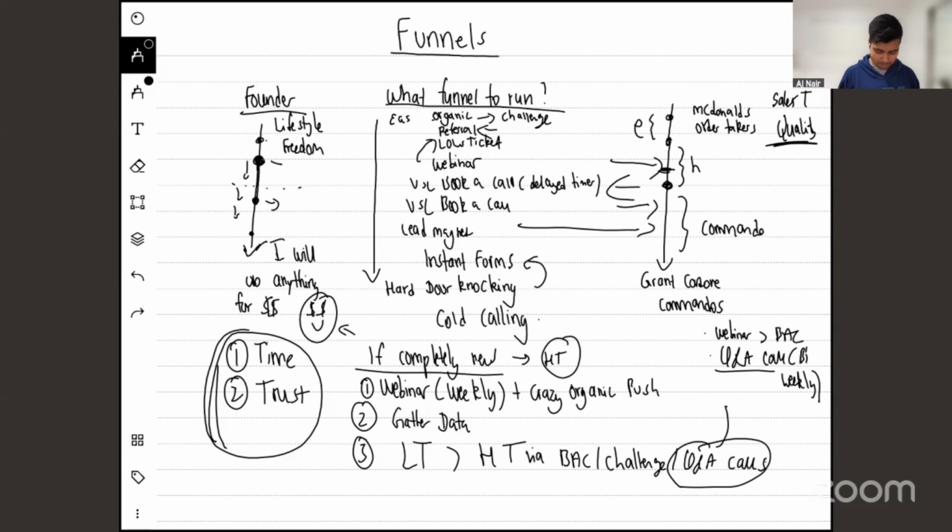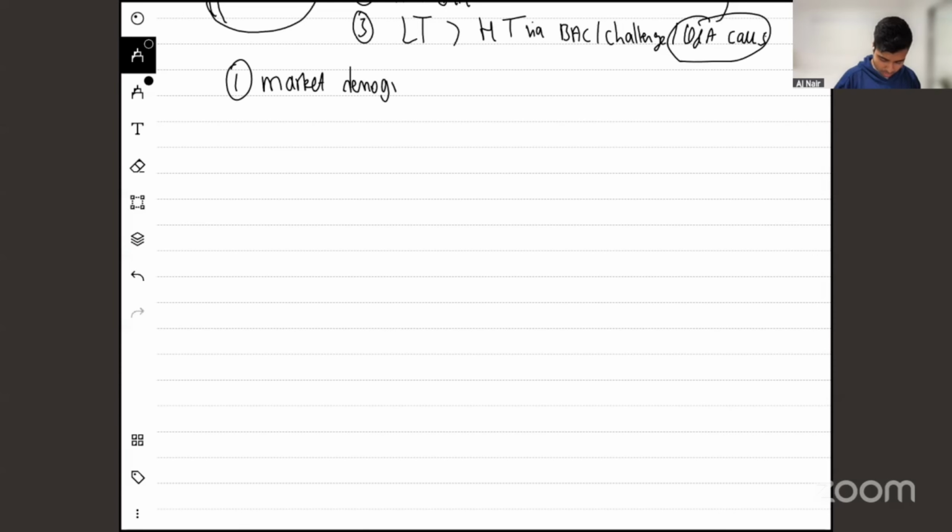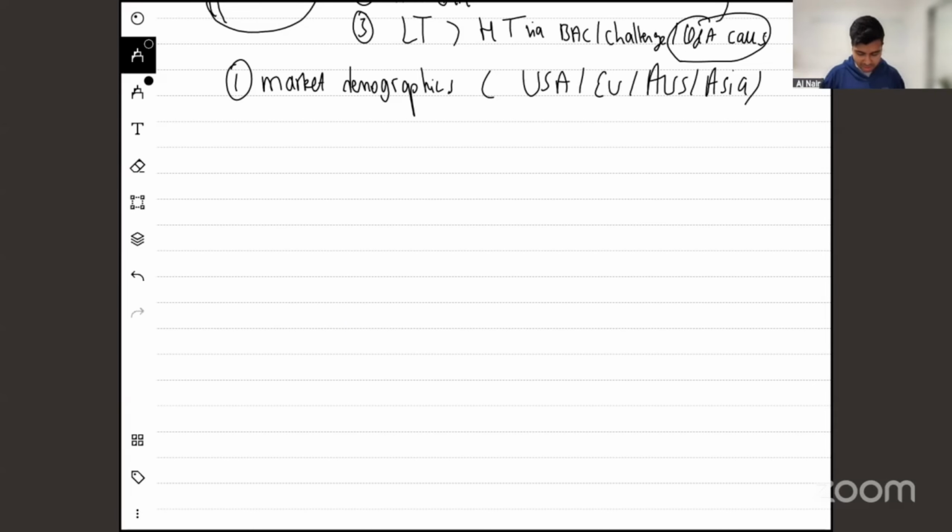I want to mention some things, but I will take your questions first. I want to talk about, and I'll put this maybe for next call, market demographics: USA, Europe, Australia, Asia. I've been friends with and working with students who have offers in different parts of the world, and it's so interesting to see what funnels work and why. I want to talk about this, but I'm going to answer your questions first. I don't want to get too carried away.